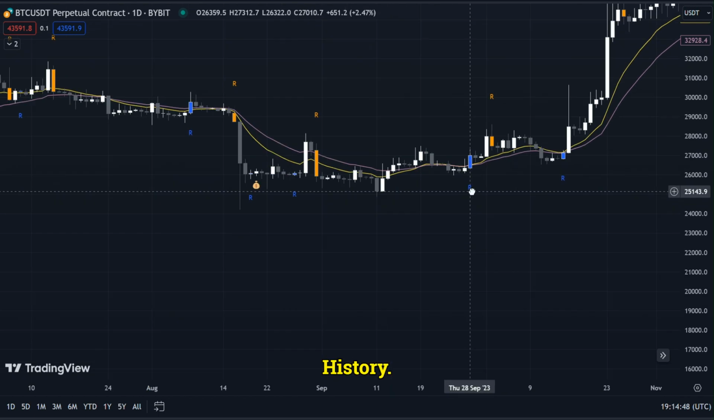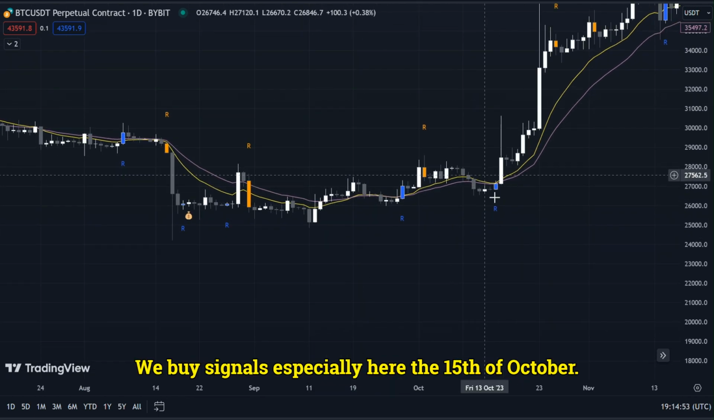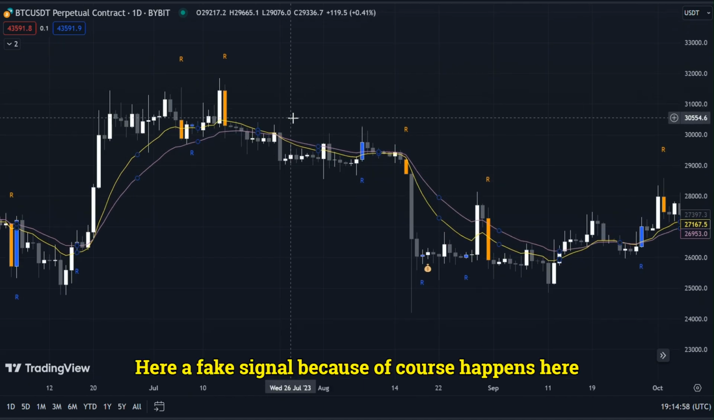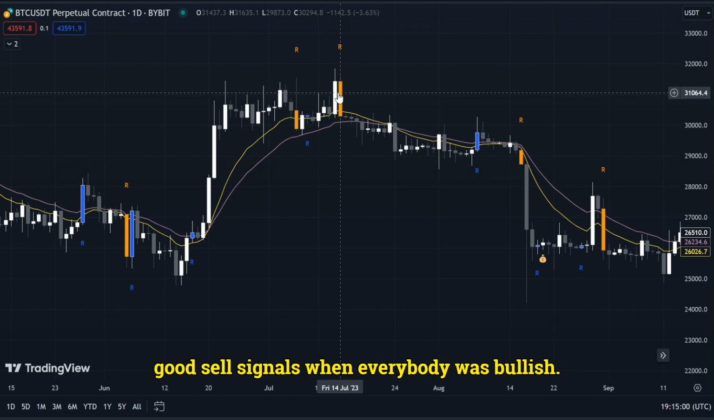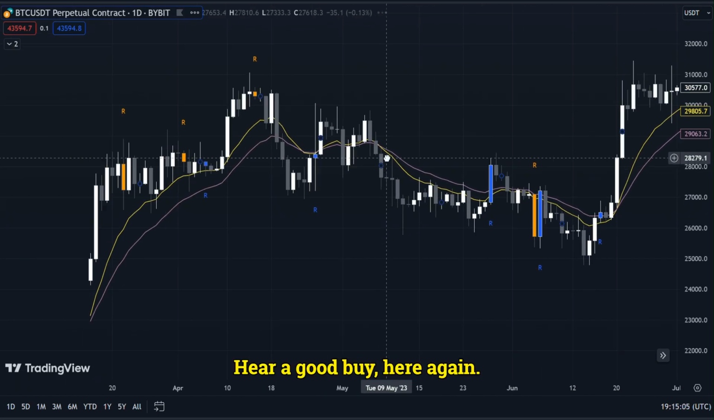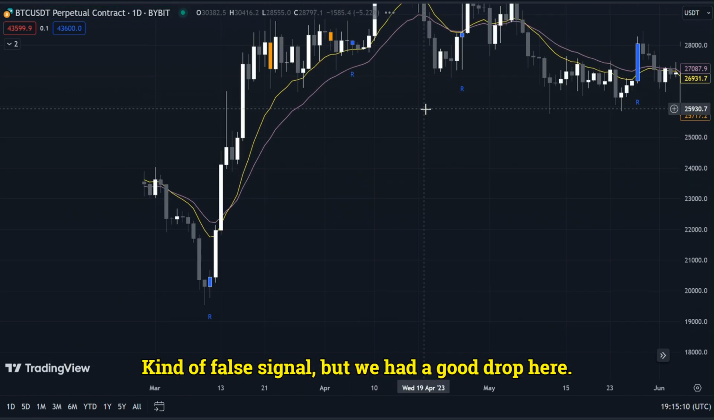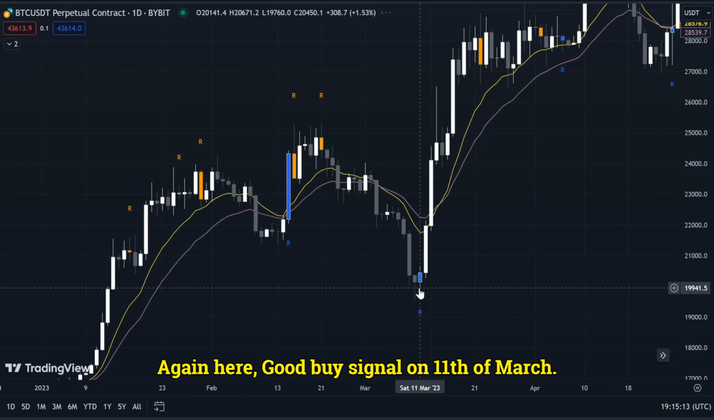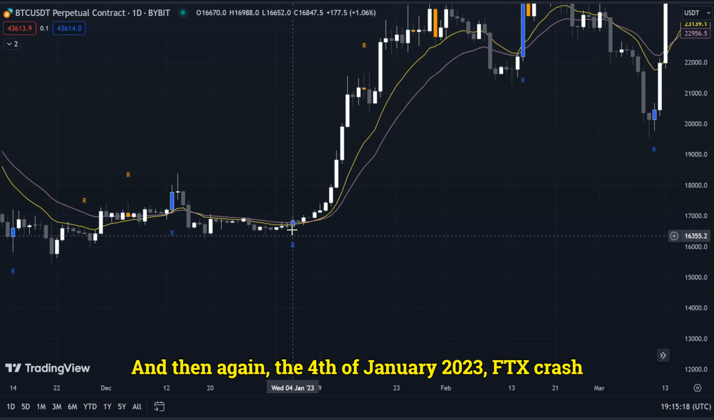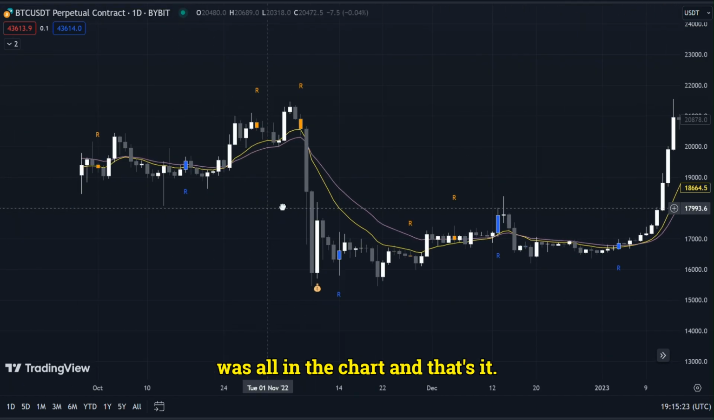and if you go back, we had a pretty good history. Here a good drop, here an accumulation phase with buy signals, especially here the 15th of October. Here a false signal, because of course it happens. Here a good sell signal when everybody was bullish. Here a good buy. Here again kind of false signals, but we had a good drop here. Again here a good buy signal, 11th of March. Again here a good sell signal. And then again the 4th of January 2023, the FTX crash was all in the chart.